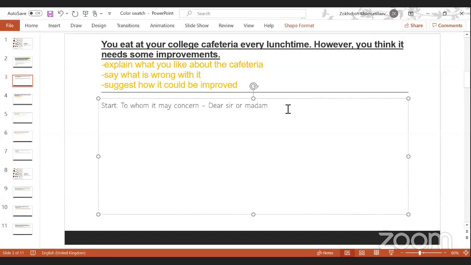Okay, then the purpose of writing, do we want to praise the cafeteria or do we want to give some suggestions? Suggestions. What kind of suggestions? To fix something. To improve the service. To make the food better. Maybe to lower the price of meals.